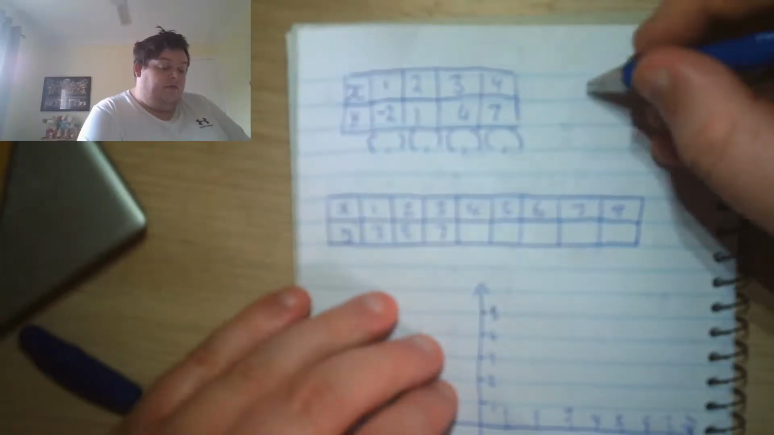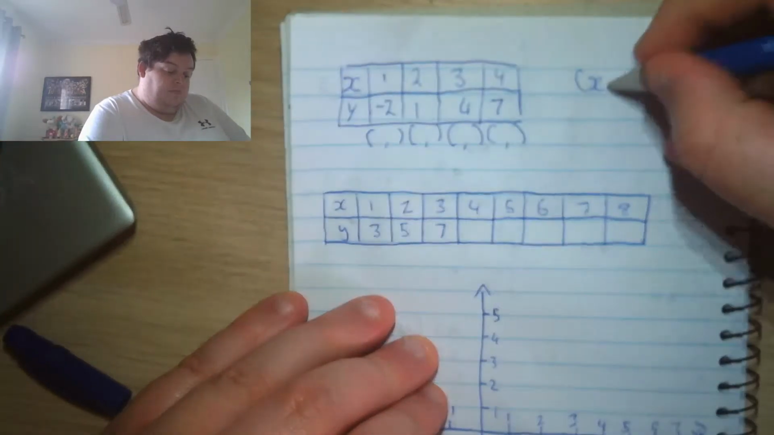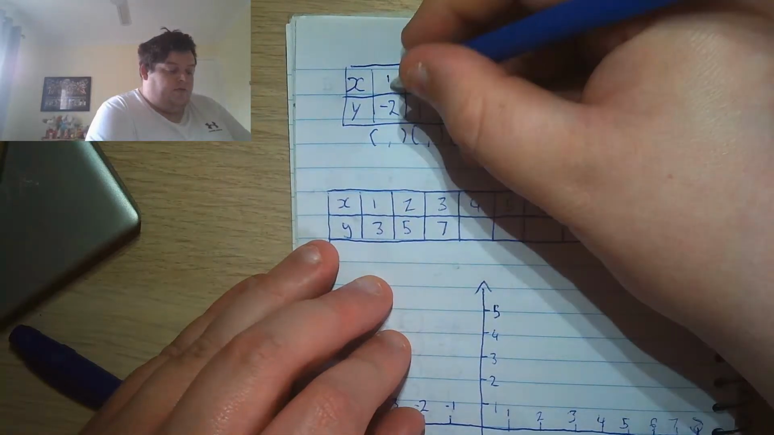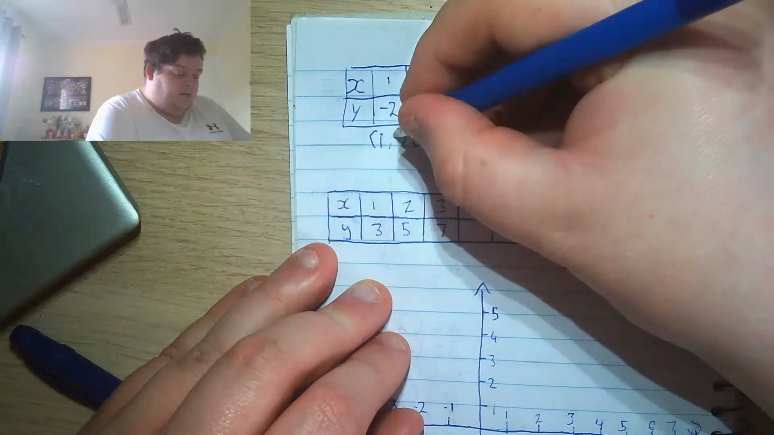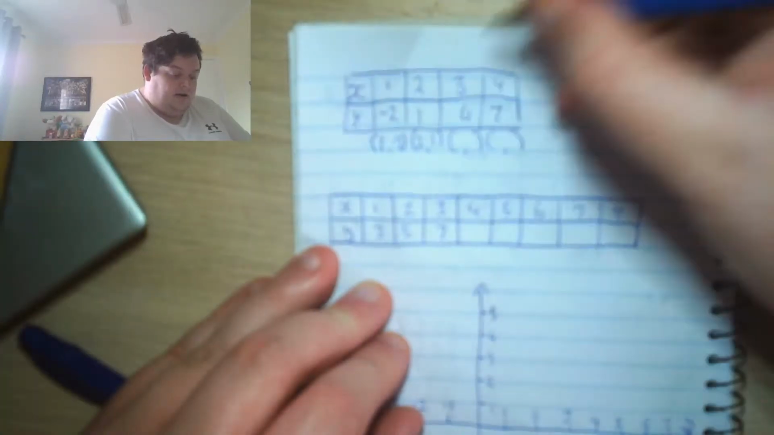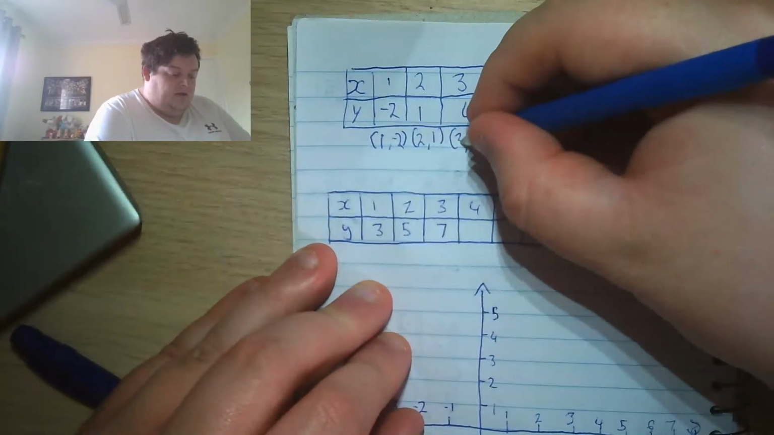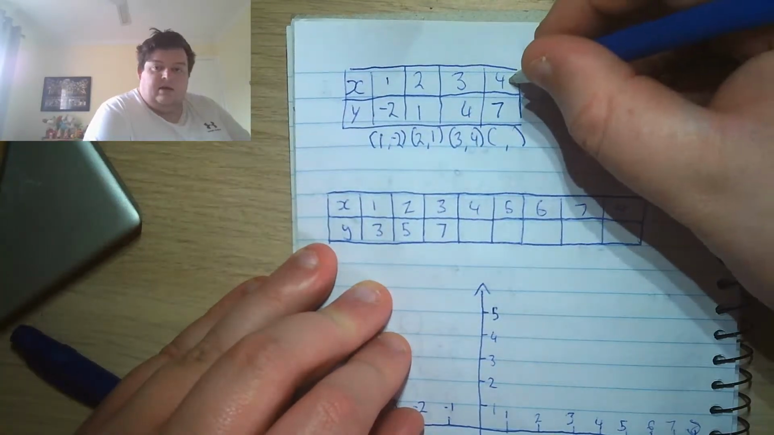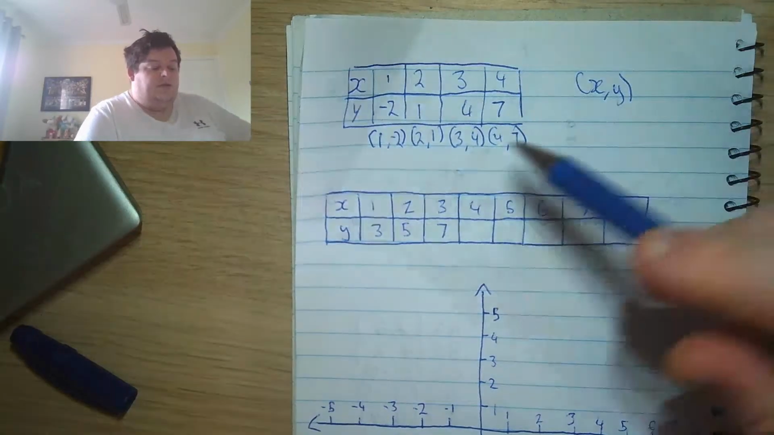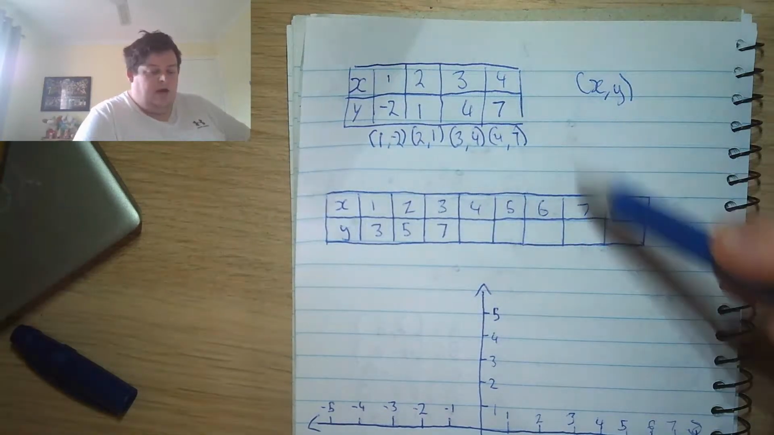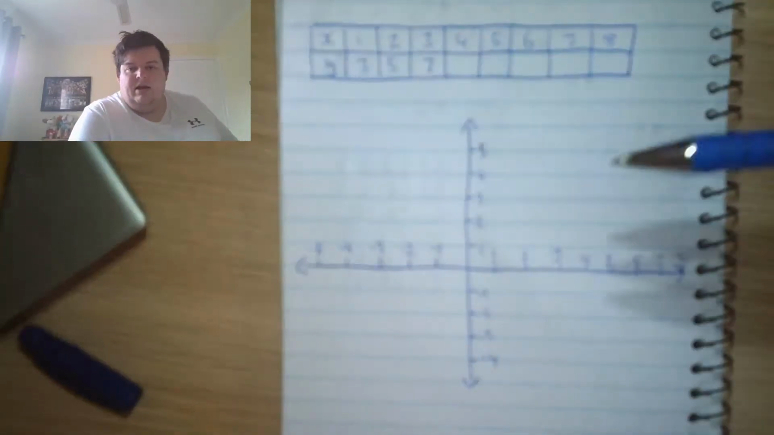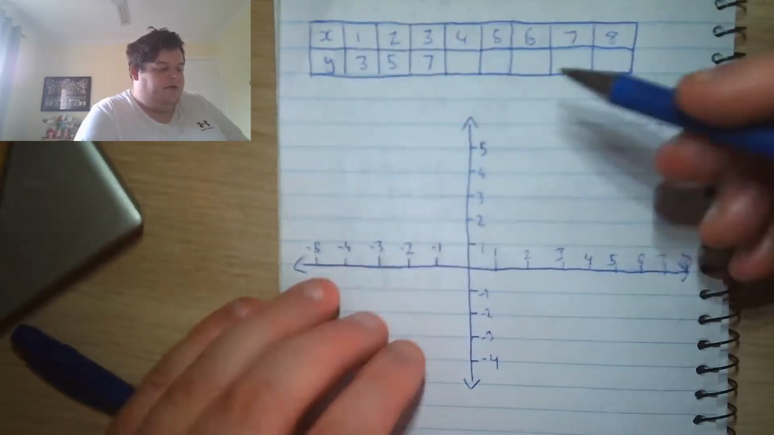So if you watched that last video, you know that you always plot points as x, comma, y. So this first point, x is 1, y is negative 2. X is 2, y is 1. X is 3, y is 4. X is 4, y is 7. They're my points. We'll come back to this table in a second. I just want to jump down here and let's see if we can plot some of this and then you'll get an idea of how it works.